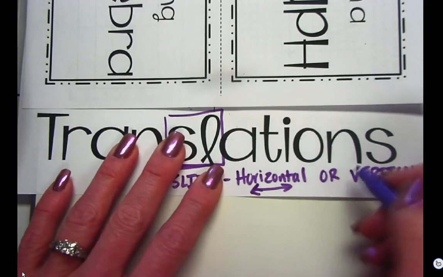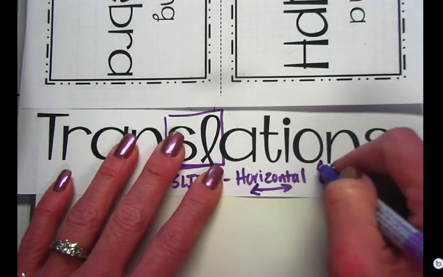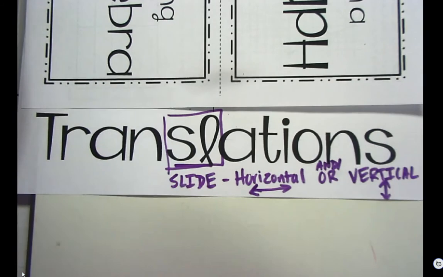And perhaps I should say and/or, because we can have a combination of both. We can have a translation that is both a horizontal slide as well as a vertical slide. We can have both of them.